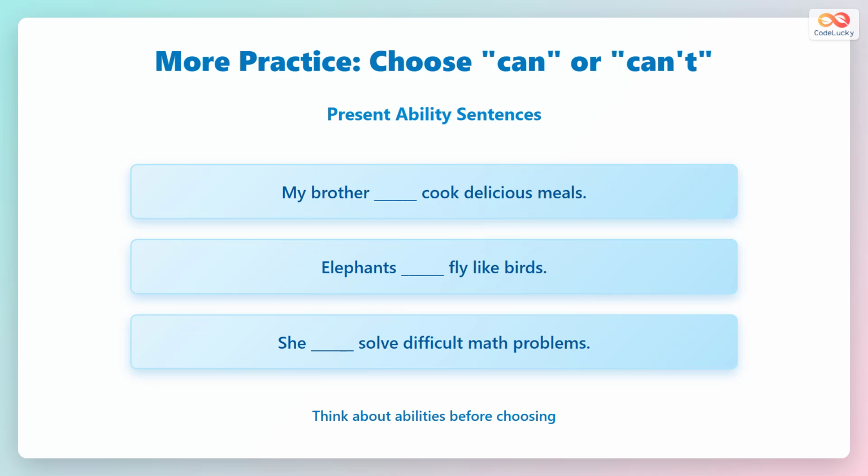More practice sentences. My brother blank cook delicious meals. Think if he has cooking ability. Elephants blank fly like birds. Consider what animals can do. She blank solve difficult math problems. Decide her math ability. Take a moment to choose can or cannot for each sentence.